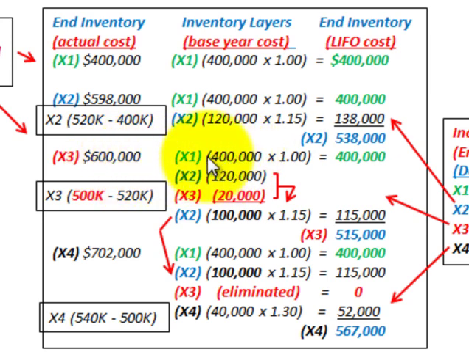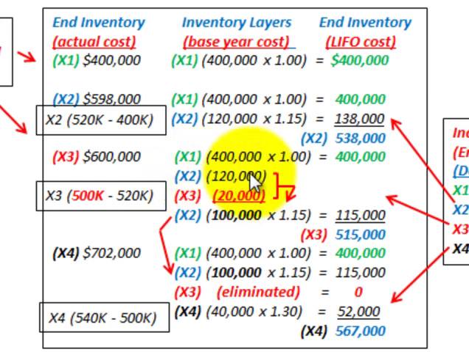Again, we start out with the year X1 base amount of $400,000, but then we add in this year X2 $120,000 times the index amount. But we've got a problem here. For year X3, we had that reduction in inventory of $20,000. So we have to subtract that, the $20,000 decrease in our inventory. See, we had $500,000 at the end of the year, and the beginning was $520,000. So we had that $20,000 decrease.